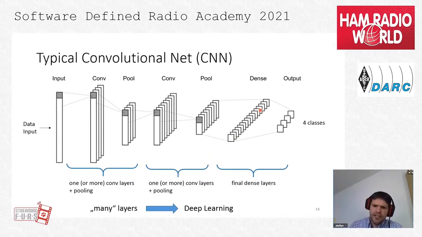And in the end, you have some kind of dense layer, a densely connected layer, which is connected to the output layer, where each neuron corresponds to one class. The term deep learning refers to neural networks that have many layers, like tens or hundreds of layers, because deep learning neural networks are hard to train, but are very powerful.